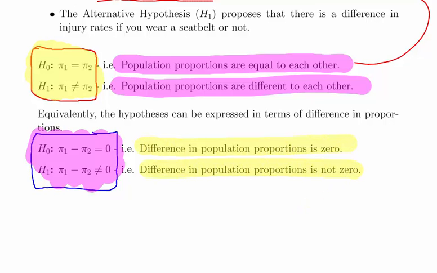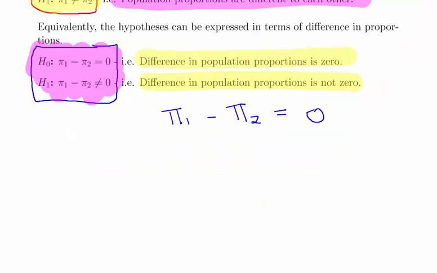Now the thing about this is that pi 1 minus pi 2 is the difference between the proportions of children who get injured given that they wear seatbelts or don't wear seatbelts, for all children. That is a difference, and that's essentially the numeric value of interest. It's the expected value under the null hypothesis, or the expected difference in proportions under the null hypothesis.